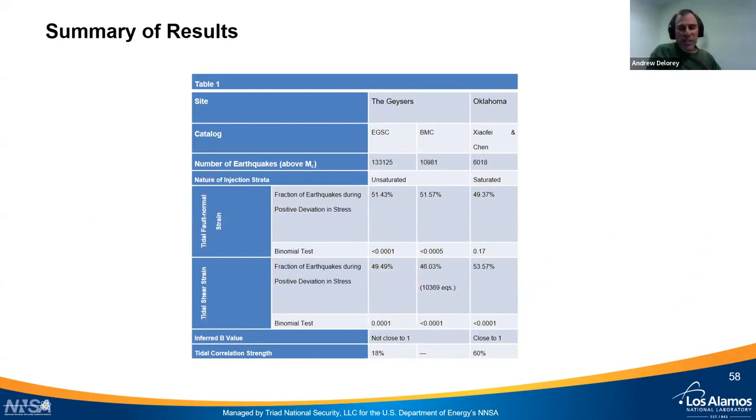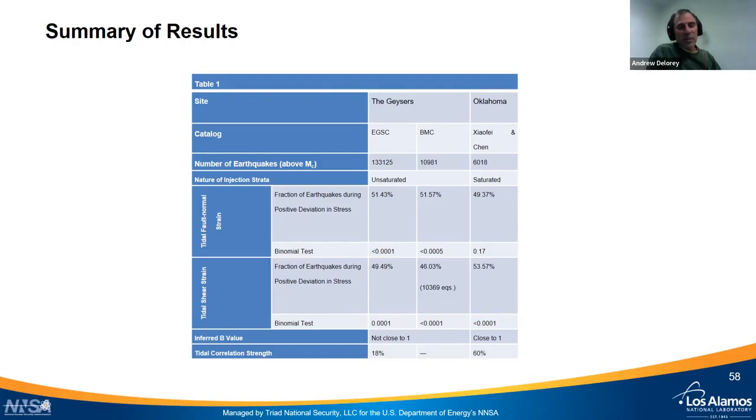I did a binomial test as well, and I also tested it using this likelihood function, and find that the tidal correlation strength is 18% at the Geysers, 60% at Oklahoma, and the binomial tests confirm that. And the other part of it is that the reason why I told you at the beginning that it's a wet and dry system is that at the Geysers, it's correlated with the tidal normal stress, and in Oklahoma, it's correlated with the tidal shear stress.